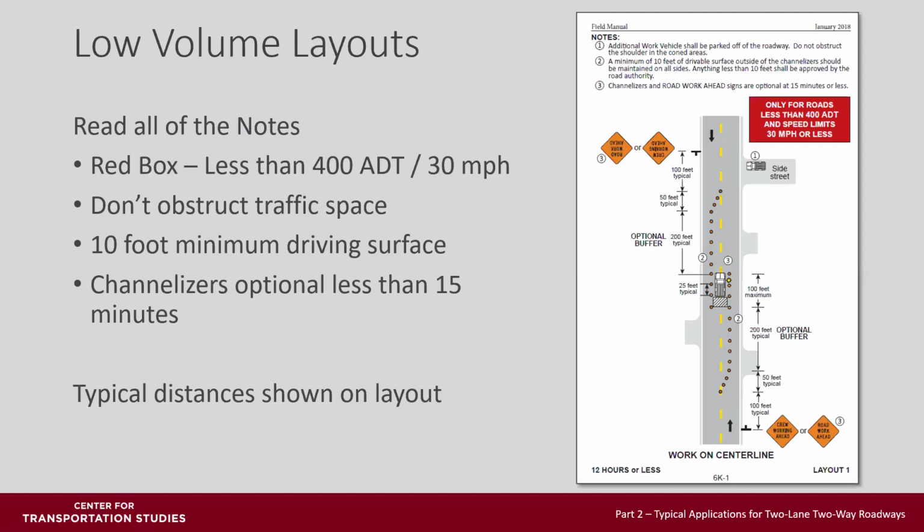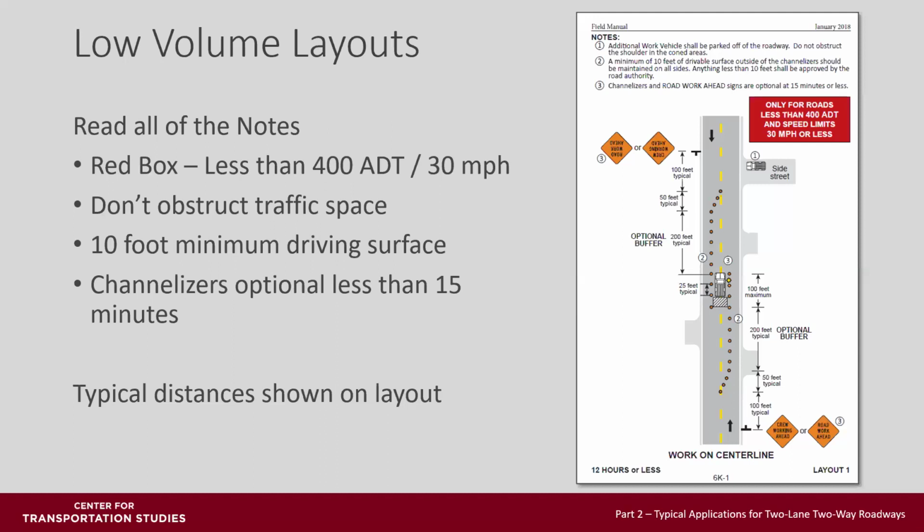Let's look at all the layouts in the low volume section. Layout 1 was developed primarily for local agencies. Read all of the notes. Look at the red boxes first on any of these layouts. This layout is for 30 miles per hour or less, and those are posted speed limits. When we talk about speed limits for work zones, we're talking about what are the posted limits.